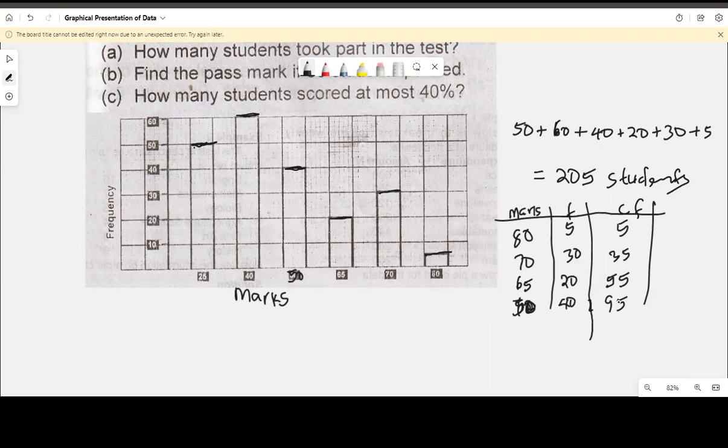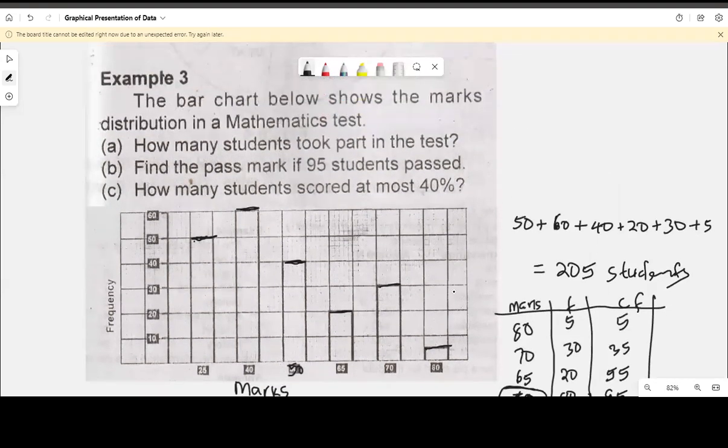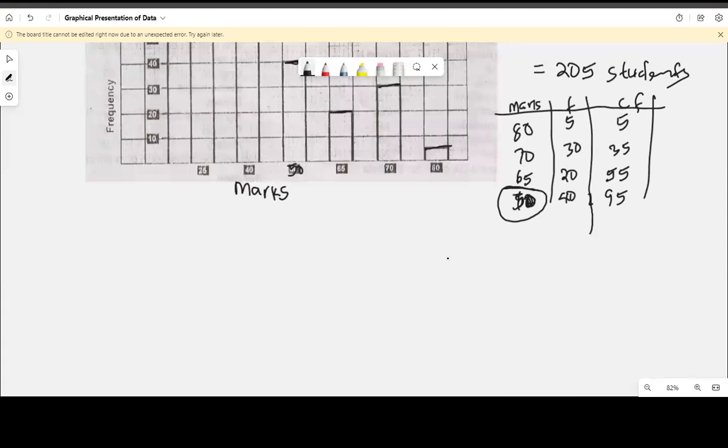So since we got a cumulative frequency of 95, and the mark that gave us that is 50, it means therefore that the pass mark is 50. The pass mark is equal to 50%.